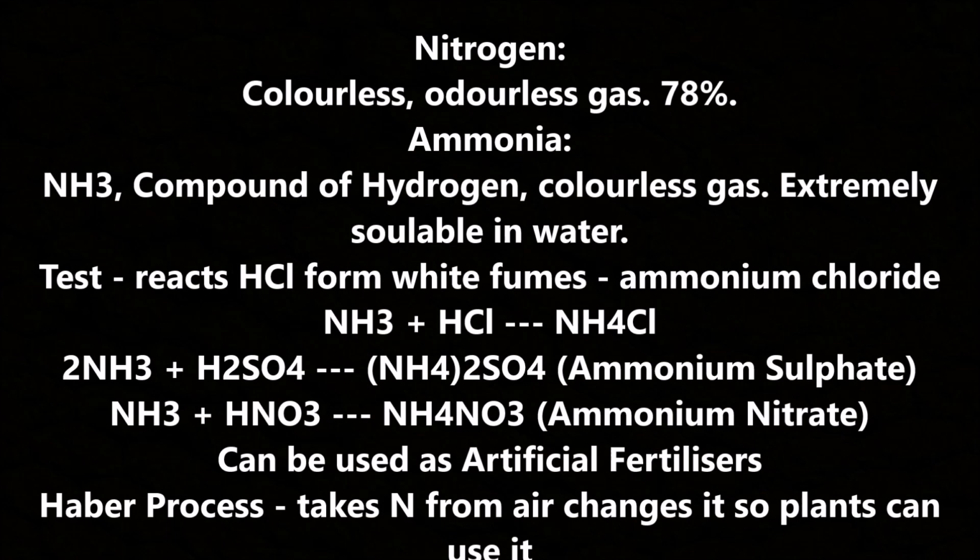2NH3 plus H2SO4 will give you (NH4)2SO4, which is ammonium sulfate, and then NH3 plus HNO3 will give you NH4NO3, which is ammonium nitrate. Ammonia can be used as artificial fertilizers, and the Haber process is whenever it takes nitrogen from the air and changes it so plants can use it.